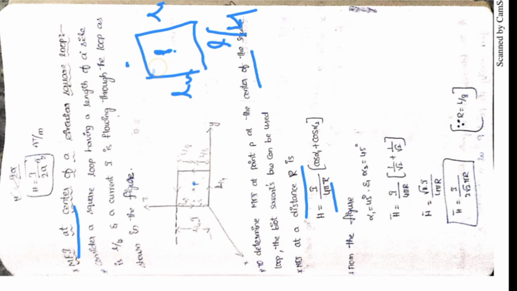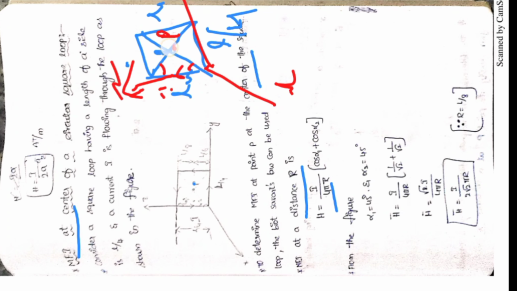Okay, a square loop will be like this. At the center, what is the magnetic field intensity? Point P is located at the center. This angle becomes 45 degrees, and L is the length. Current I is flowing through this square loop, and the loop is along the xyz axes: this is the z axis, this is the y axis, this is the x axis. Each side is L by 4, and at the center the distance is L by 8.